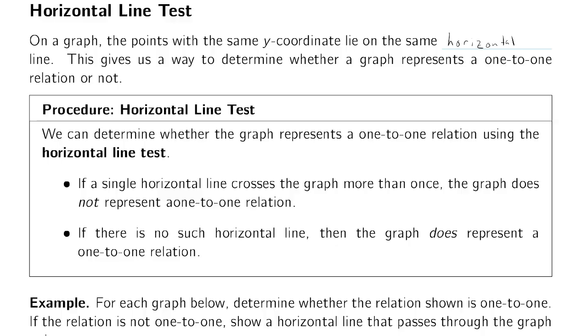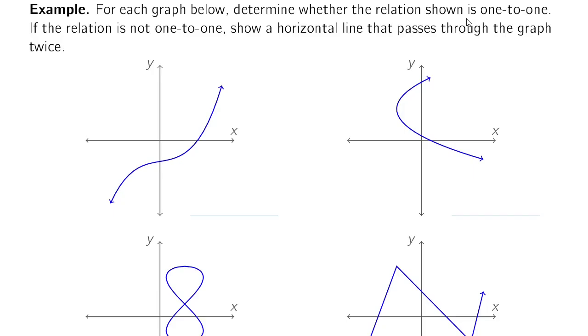So let's see some examples of this test in action. Each of these graphs represents a relation, and we want to decide whether or not that relation is one-to-one. So to do that, we'll look at a bunch of horizontal lines and see, can we find any that cross the graph more than once? And in this first example, no line we draw will cross this graph more than once. And so this relation is one-to-one.